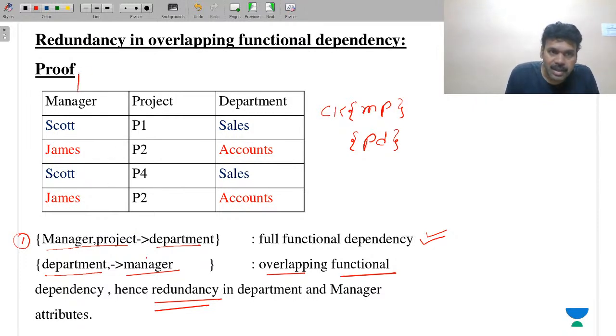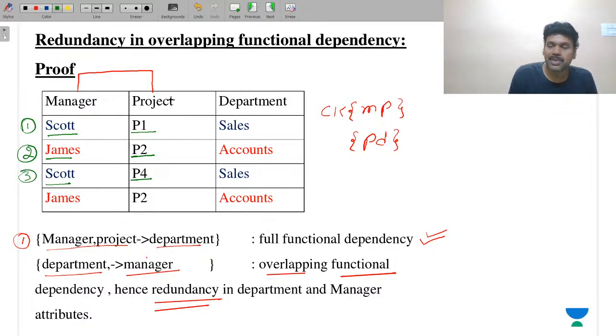The first one: manager project is a key. So we would like to see whether the data is unique or not. Scott P1, unique tuple number 1. Please observe. James P2, unique tuple number 2, as per manager project only. And Scott P4 is unique tuple number 3, because manager project is a candidate key for us. And the fourth one is James P2. Can I give James P2, friends? It's not possible, because manager project is a key. This James P2 is not at all possible because James P2 is already provided.